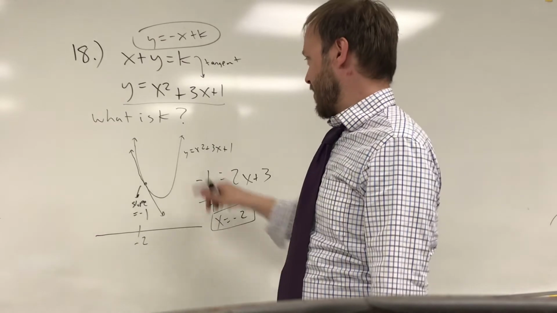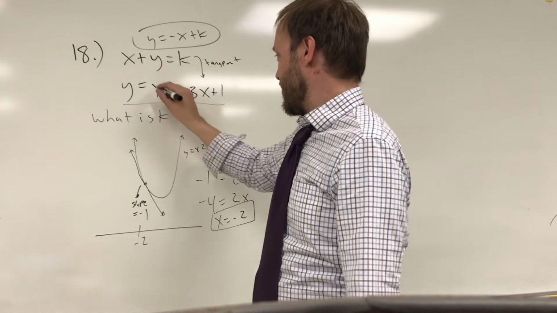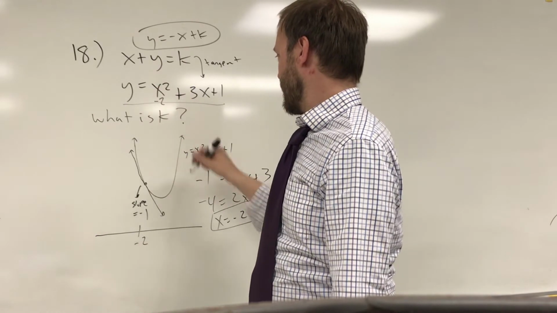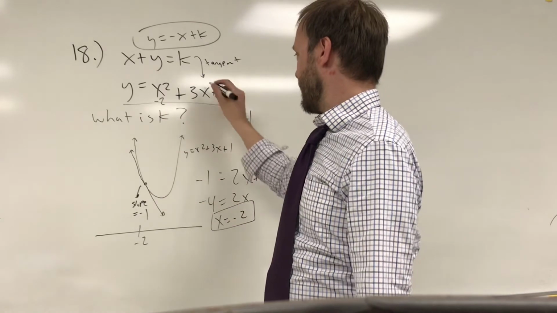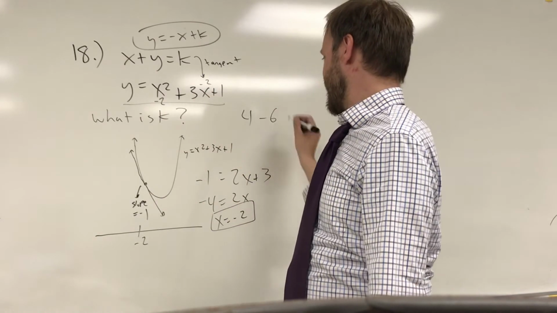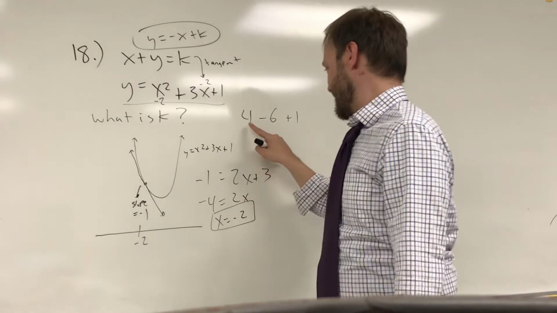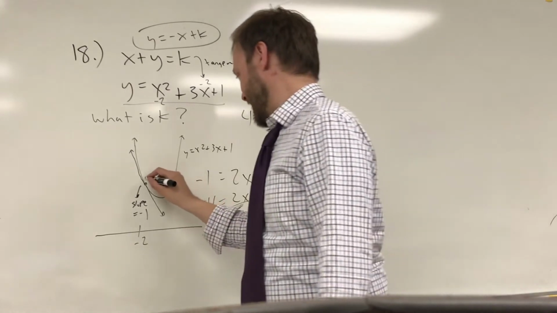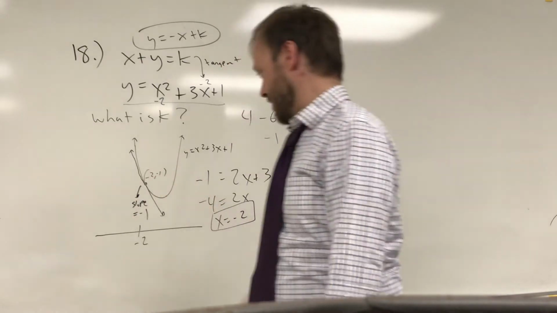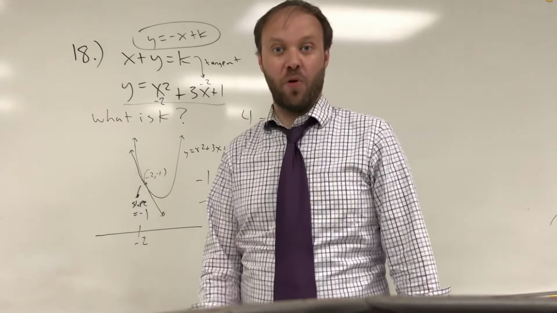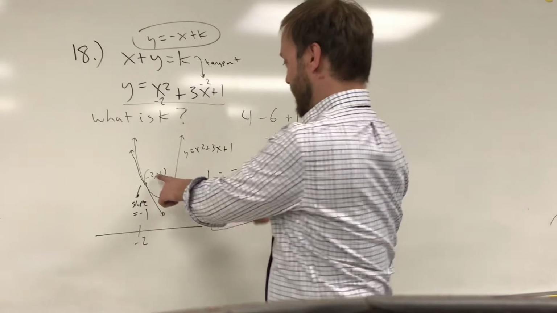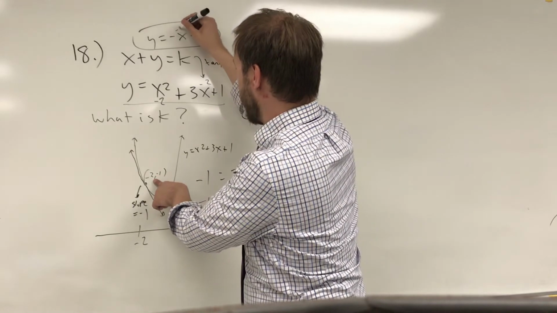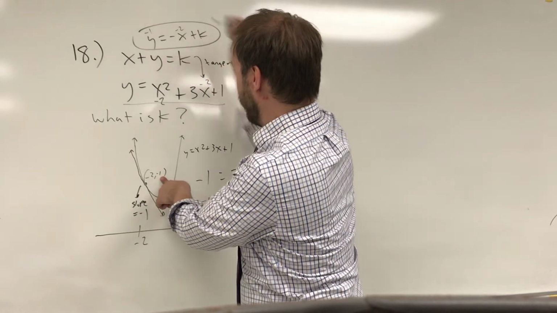All right, so negative 2 squared is 4, plus 3 times negative 2, that's negative 6, plus 1. So let's see, negative 2 plus 1 is negative 1. So it looks like that's the point negative 2, negative 1, okay? It's got to be the same point on the straight line, too.